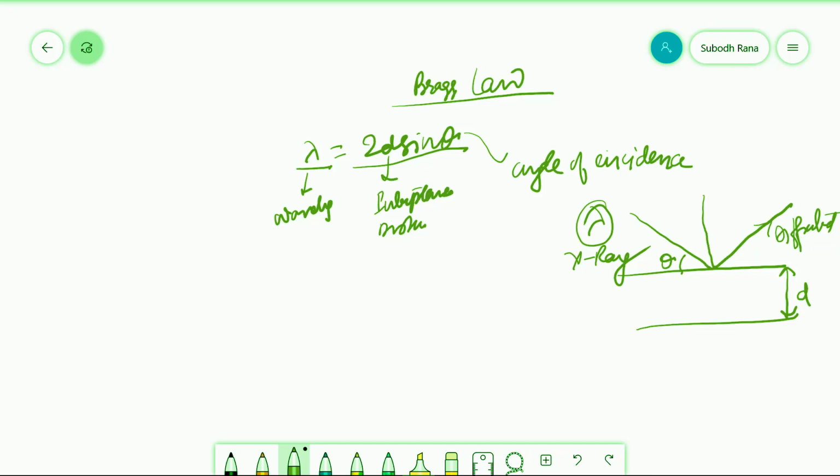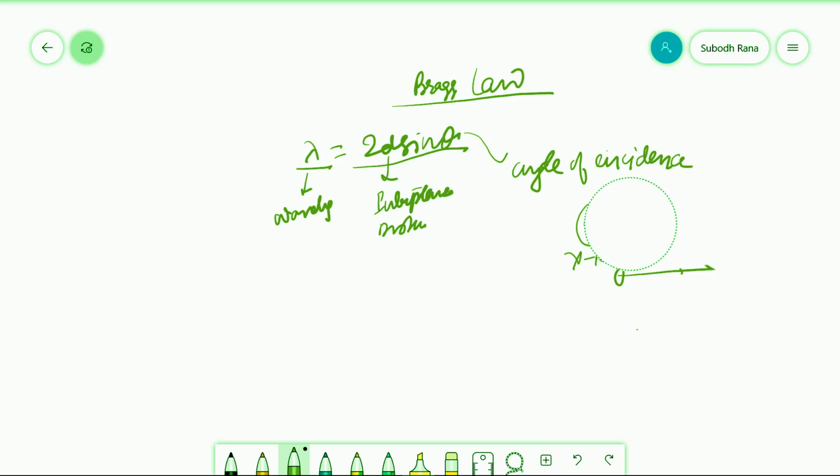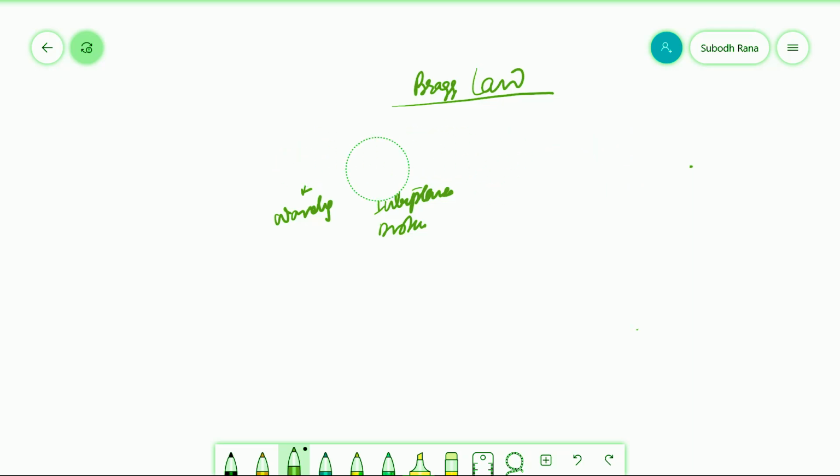Now we'll see why this equation is valid, and what happens when this equation is used to show that some diffraction is taking place. So why does this equation come? Let me delete this first.